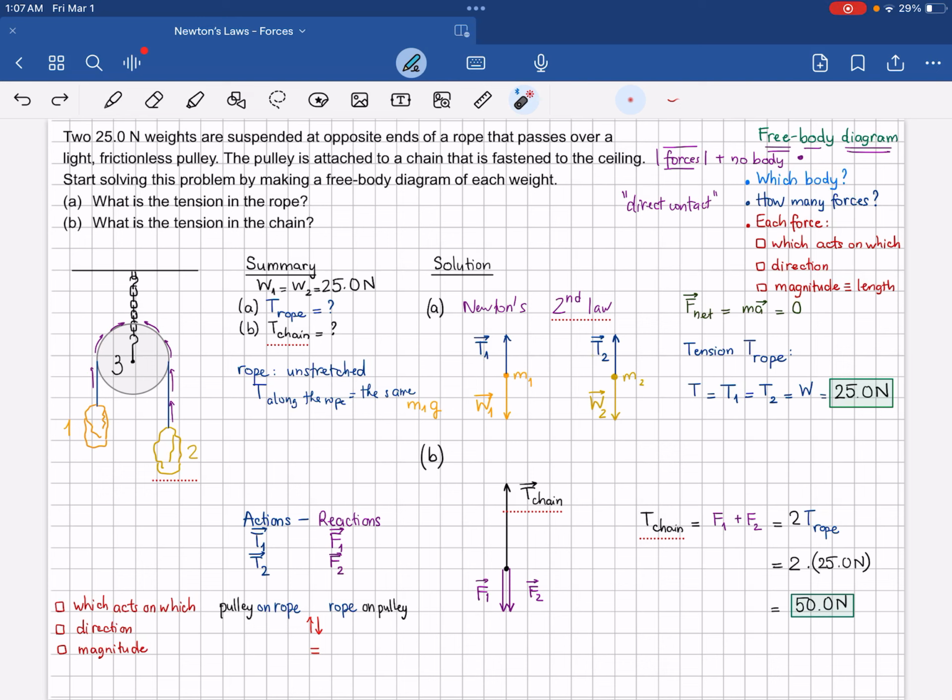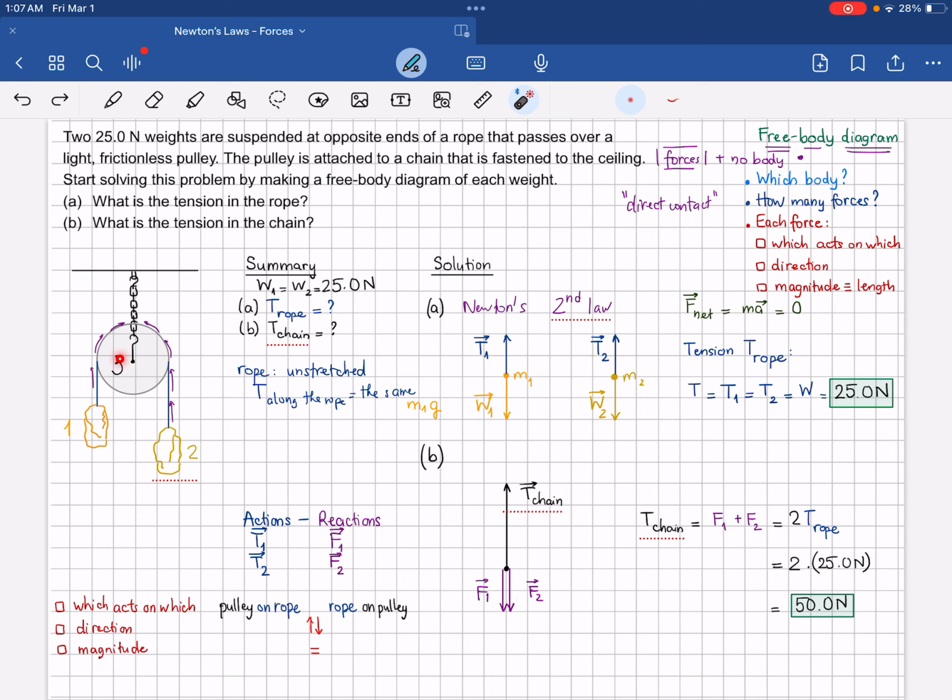Next, we're looking for the tension in the chain. So, how does the chain relate to other bodies in this problem? This is the chain, and we can see that the chain is attached to the pulley. So the tension here is the tension that the chain is exerting on the pulley. So the pulley is the body that we need to look at in this question.